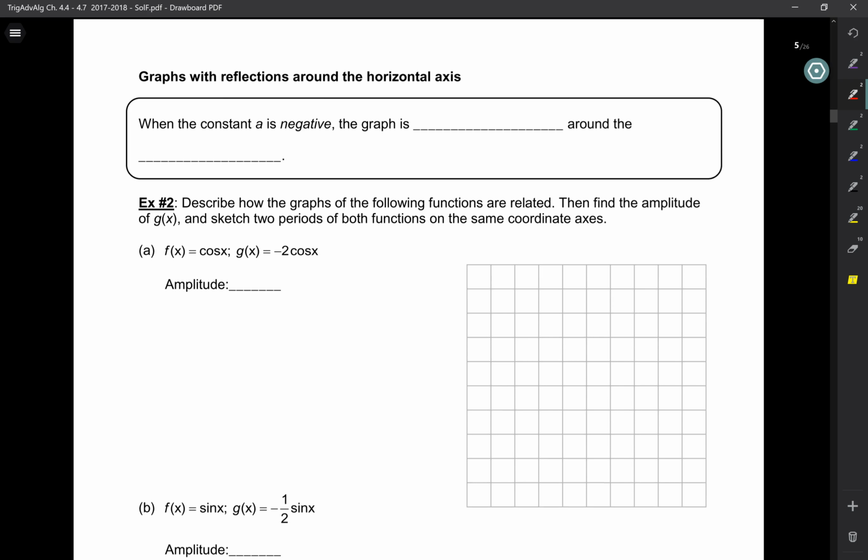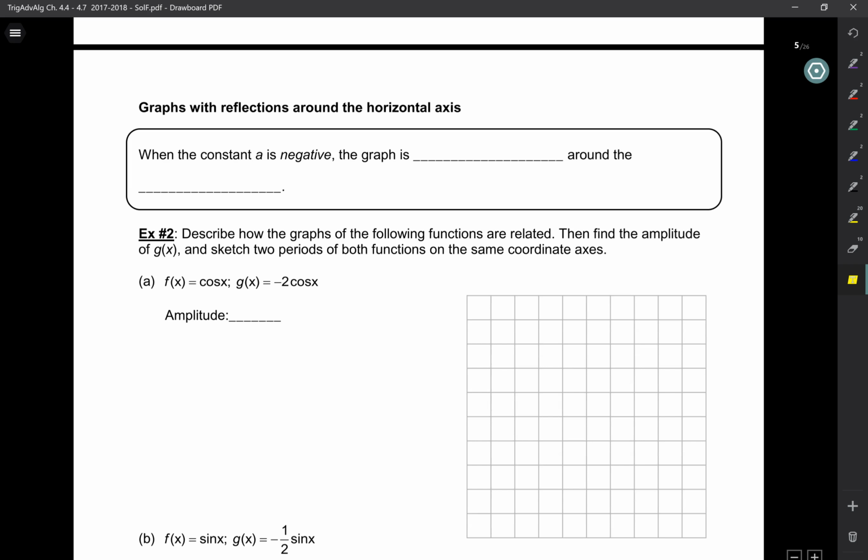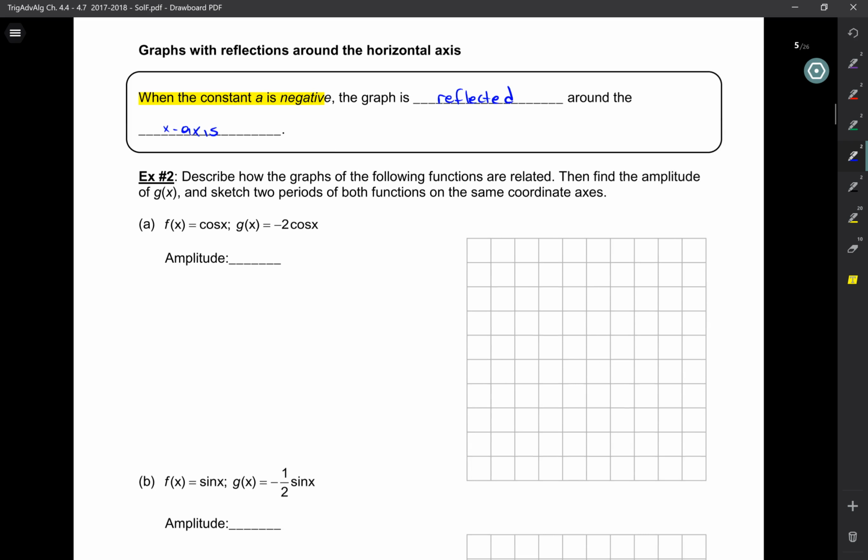Now, another piece of excitement that we can add to this is what happens if that number A is negative? So what happens if it's -2 cosine instead of just 2 cosine? Well, when the constant A is negative, the graph is reflected around the x-axis. All right, that means it's flipped around. It's the reflection. So let's take a look at this one.